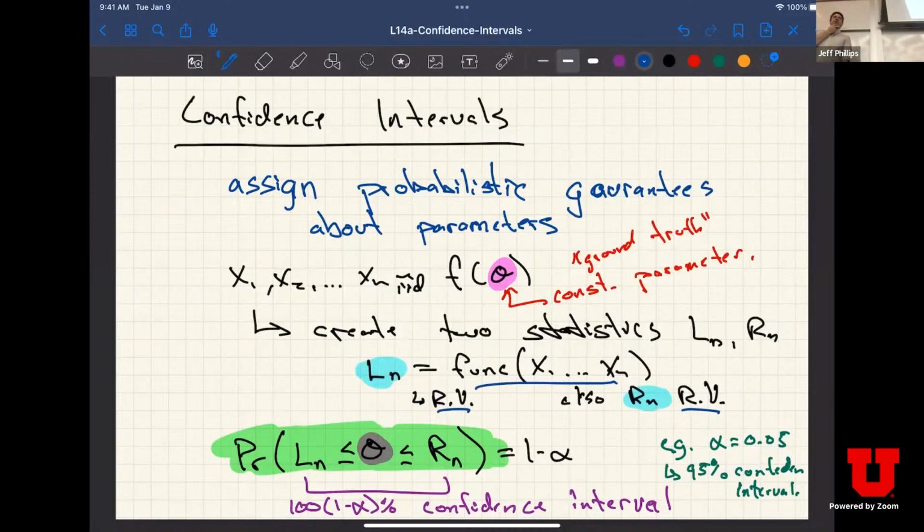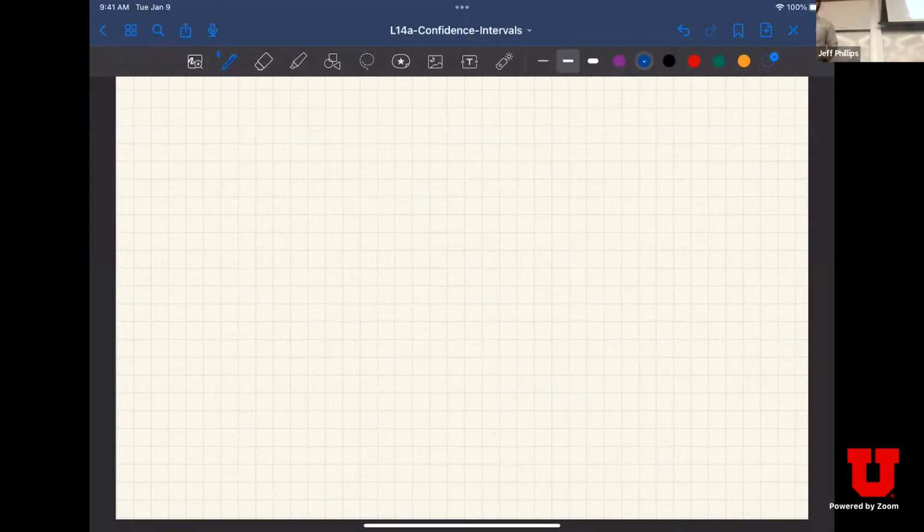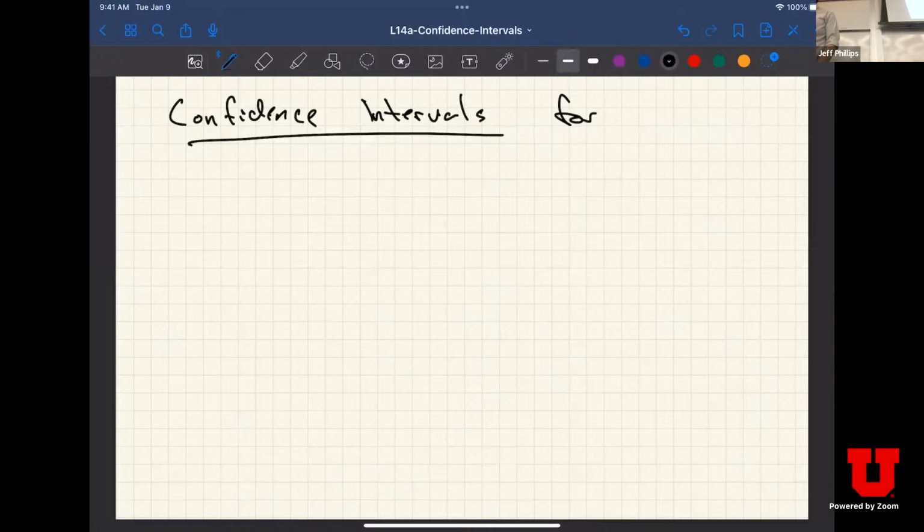Okay, so let's start. Today we're going to look at confidence intervals for normal random variables with a known variance. We're going to assume we know the variance, but we have normal random variables.